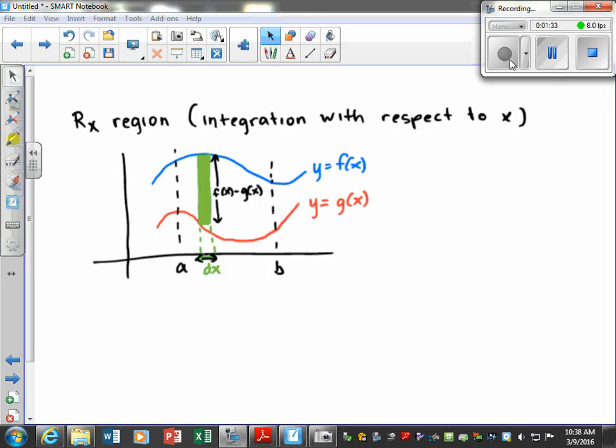Okay, so the first thing we're going to talk about is an Rx region. Basically, it's going to be our integration with respect to x. So we have a given function, f of x. This is our upper boundary. A given function, g of x. And we want to use a dx width. So basically, it's the width of a vertical rectangle with width dx. And we're going to talk about this a little bit more.